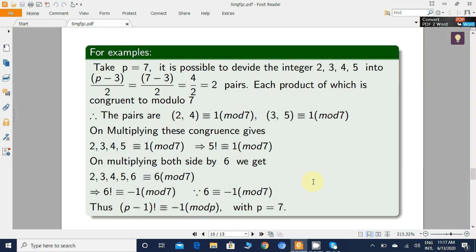On multiplying both sides by 6, we get 2, 3, 4, 5, 6. This is congruent to 6 modulo 7. Otherwise, this is 6 factorial. 6 can be written as minus 1 under modulo 7. Therefore, 6 is minus 1 under modulo 7. Thus, p minus 1 factorial is congruent to minus 1 modulo p with p equals 7. That is, 6 factorial is congruent to minus 1 modulo 7.